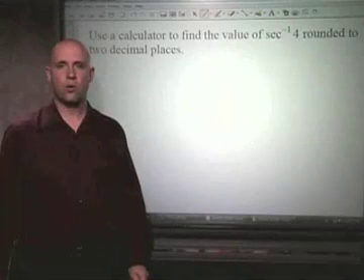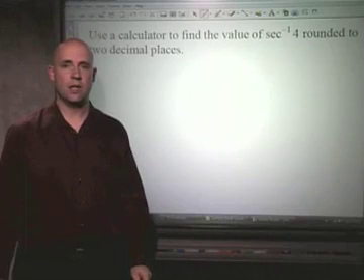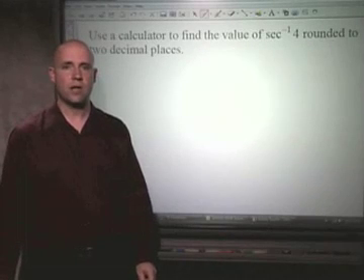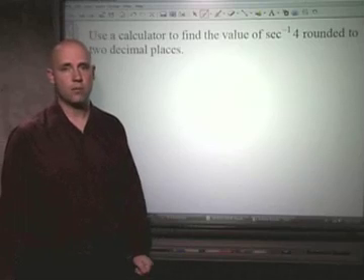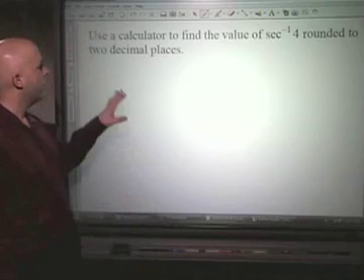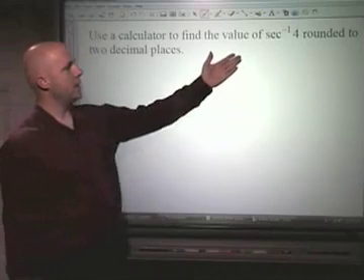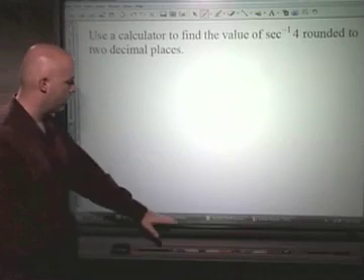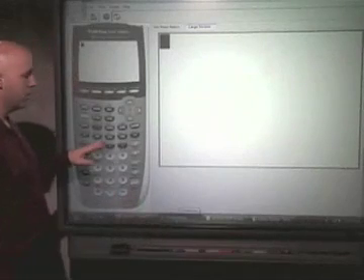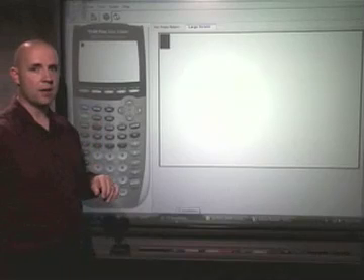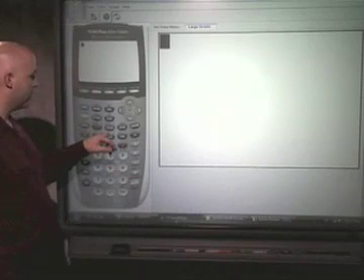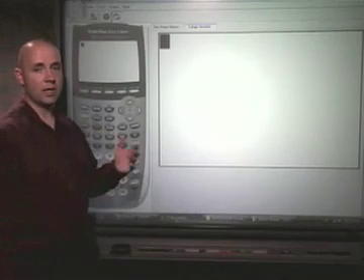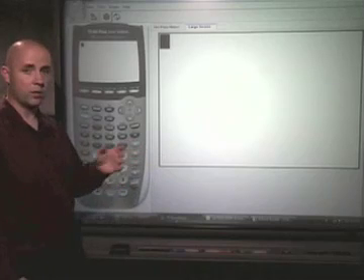In this next problem, we're going to evaluate an expression involving an inverse secant using our graphing calculator on our Smartboard interactive whiteboard. We want to use our calculator to find the value of secant inverse of 4 rounded to 2 decimal places. If we go to our graphing calculator, we notice that we don't have an inverse secant option. We do have inverse sine, inverse cosine, and inverse tangent, but not the inverse secant.